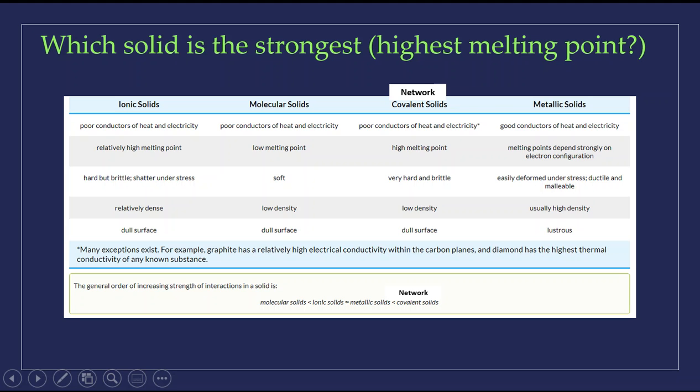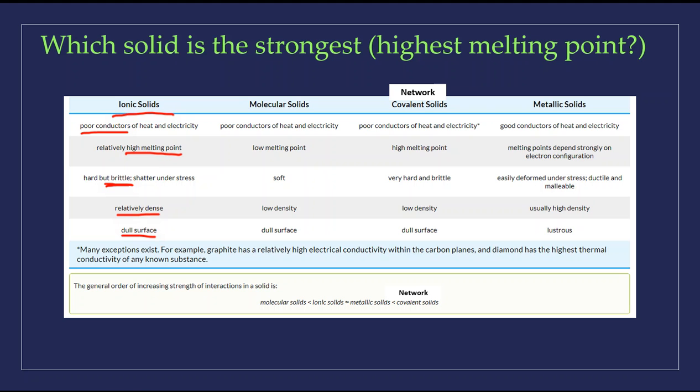So, starting on the left here with the ionic, some of the key buzzwords you're looking for: high melting point. They are poor conductors or non-conductors in the solid form. Brittle. Brittle is a nice keyword for ionic solids. Remember, if you shift them a little bit, then they start repelling, and they will have cleavage points, and they will flake apart. That's what brittle means. Relatively dense, dull surface.